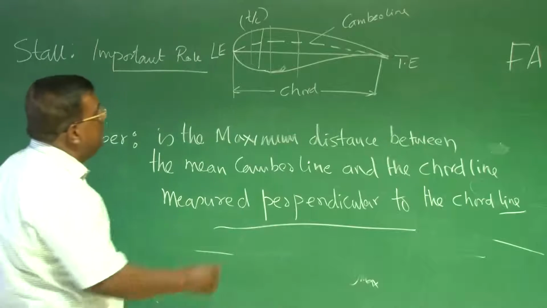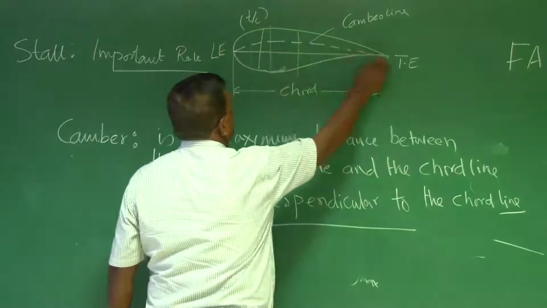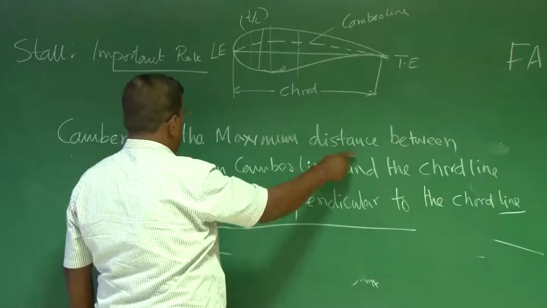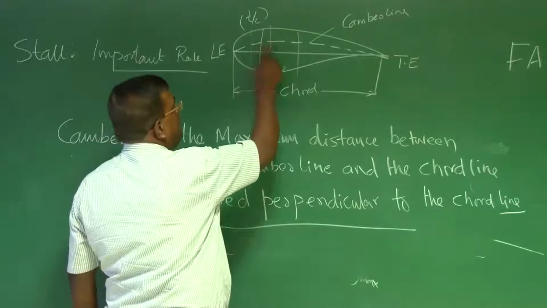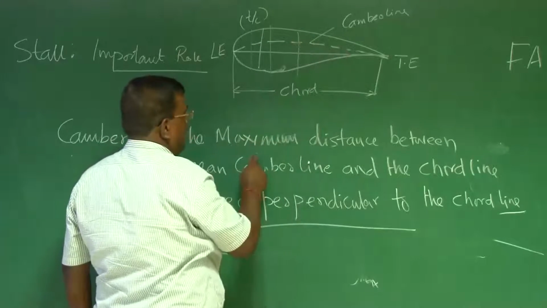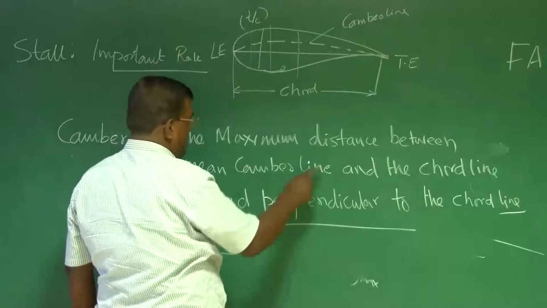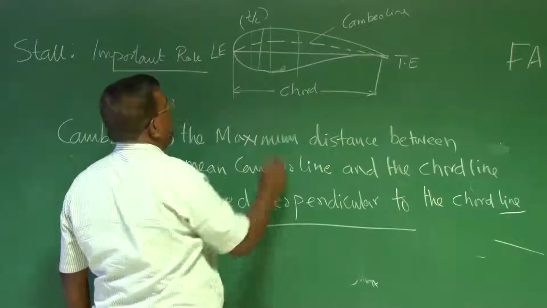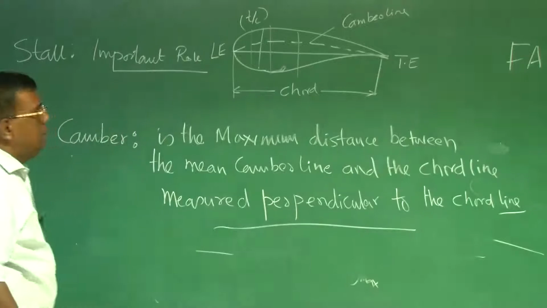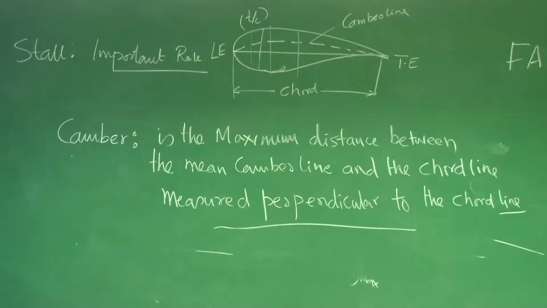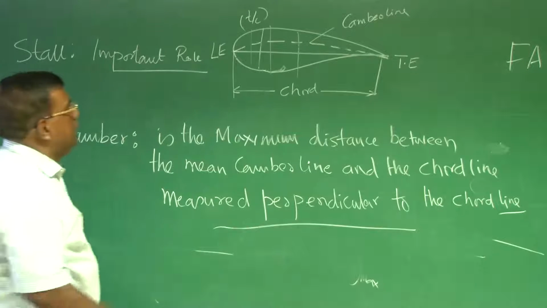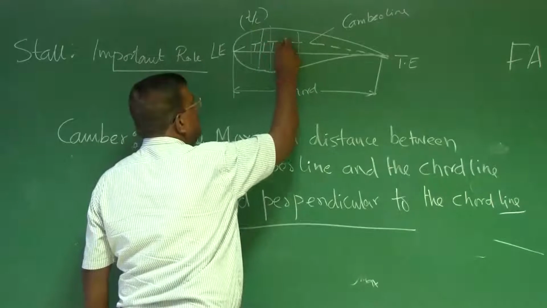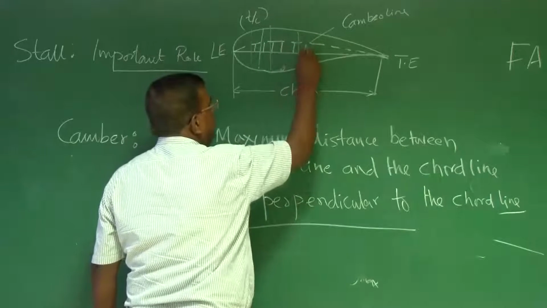Because here the chord line is horizontal, we are talking about the maximum distance between the mean Kimber line, this is the mean Kimber line, and the chord line, measured perpendicular to the chord line. So that is what Kimber is. That is, if this is the chord line, this is the Kimber, this is the Kimber, this is the Kimber, this is the Kimber. Okay?